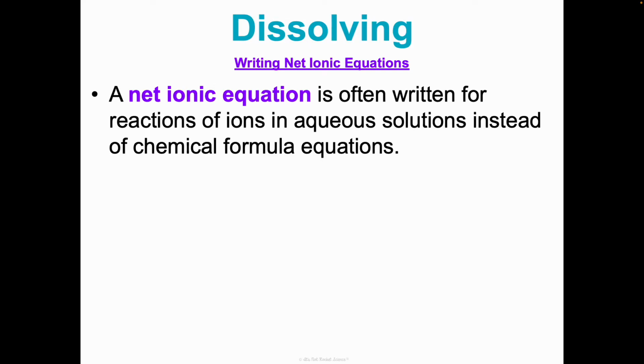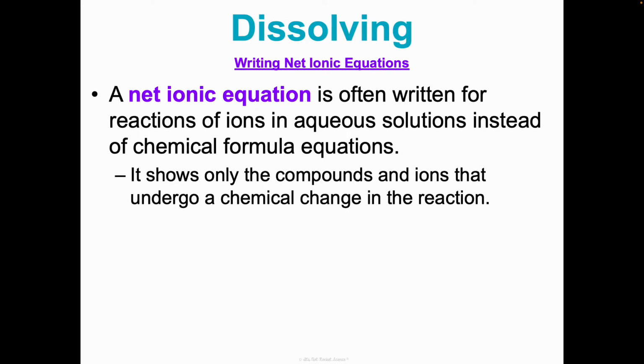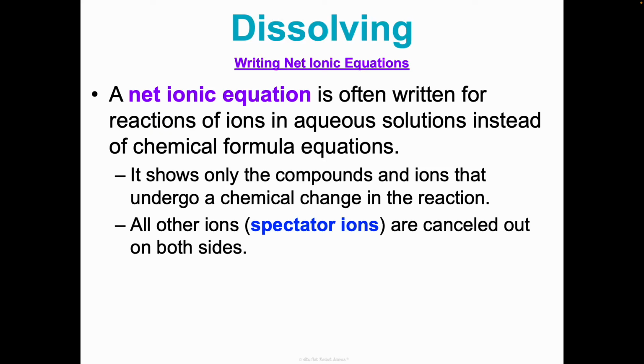We've already learned how to write equations with chemical formulas to represent a chemical reaction. We're going to do it a little differently when we're talking about aqueous solutions, ionic substances dissolved in water and how they react with each other. Basically, we're going to show the Cliff Notes version of the reaction. It shows only the compounds and ions that undergo a chemical change, because everything else gets canceled out since it's just floating around in the solution. We call those things spectator ions. So here's how we do it.